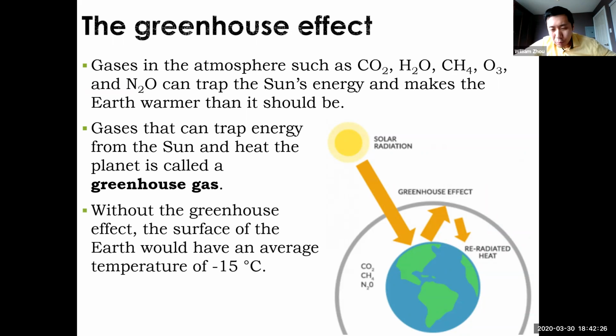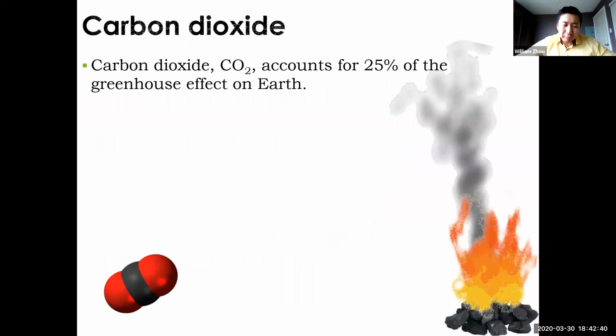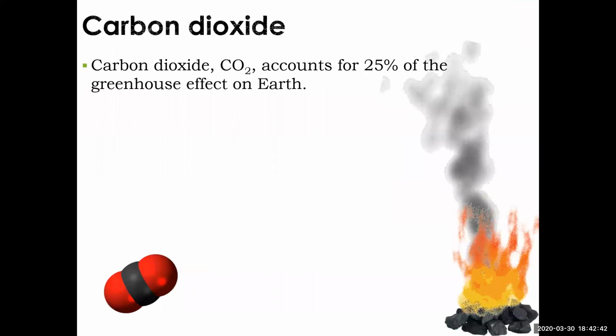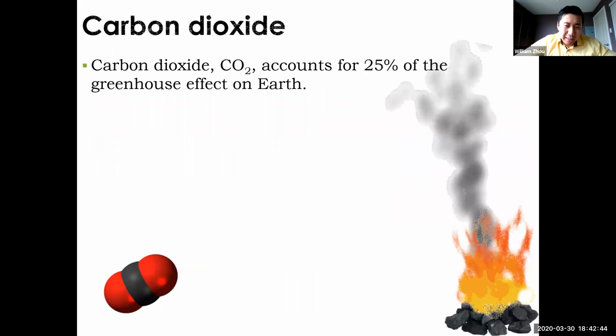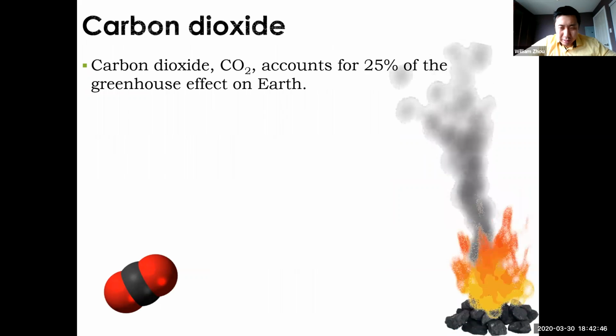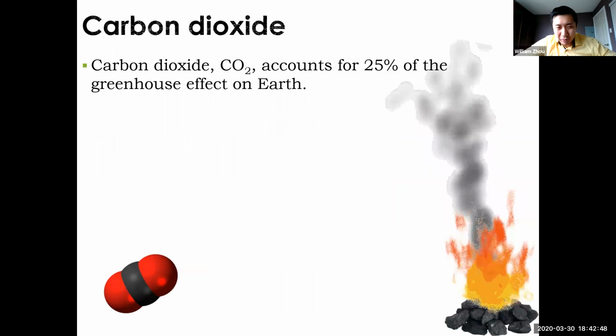If we were to remove all the greenhouse gas, the average temperature of the Earth would be -15 degrees. Right now it's about +15. That makes a tremendous difference, so we can't live without the greenhouse effect. We're going to look at each of these greenhouse gases individually and learn something about every one of them.